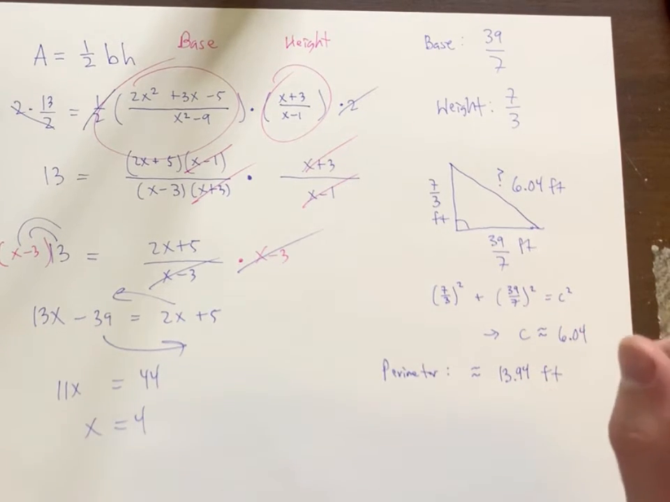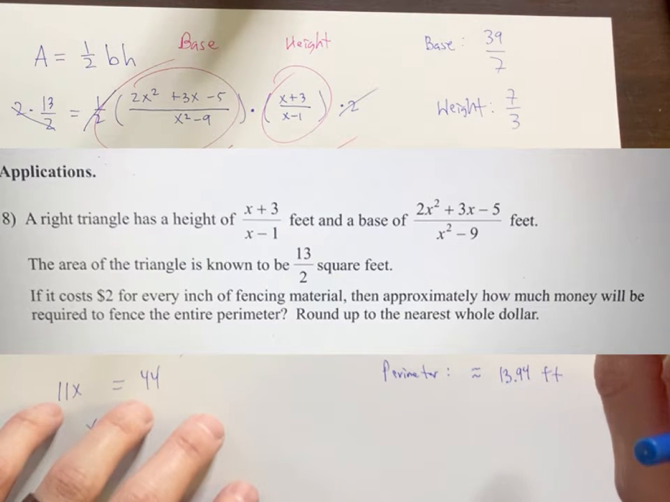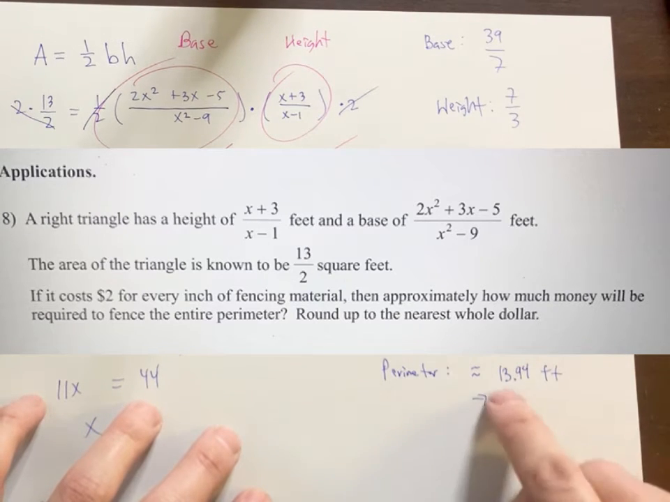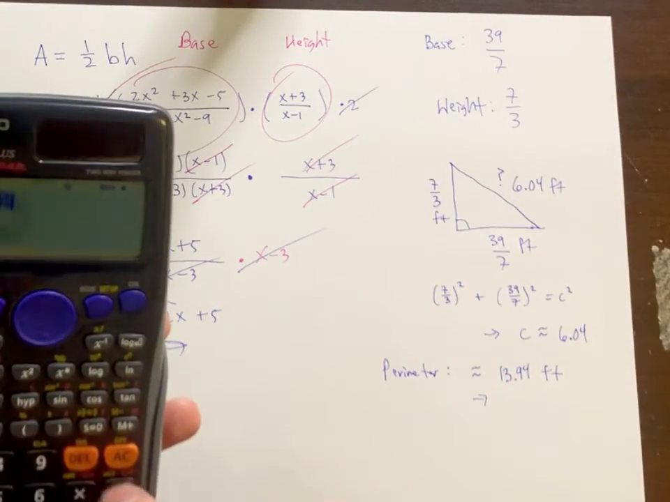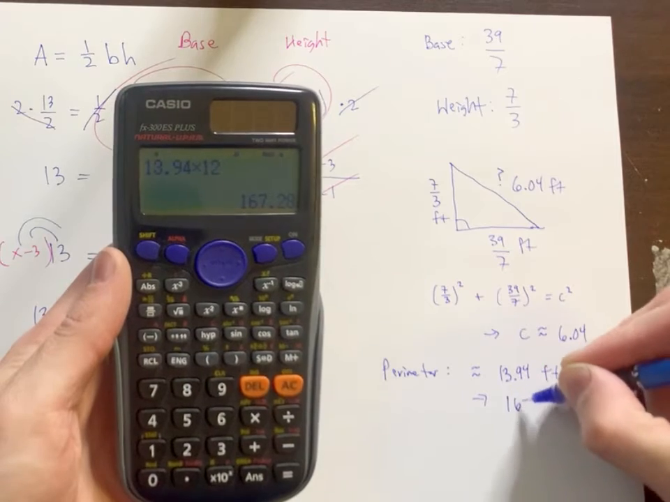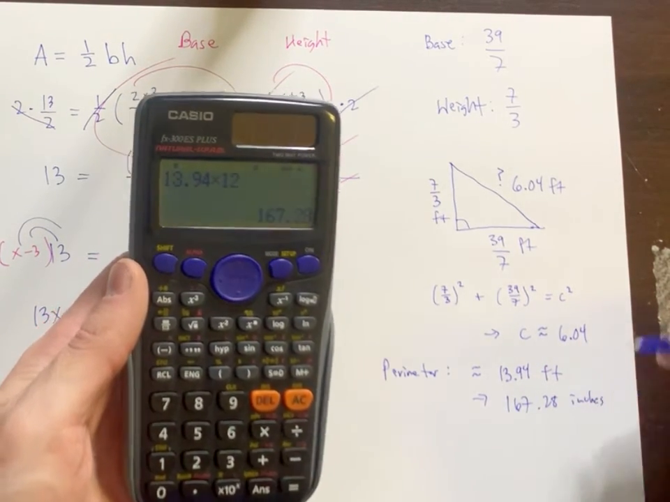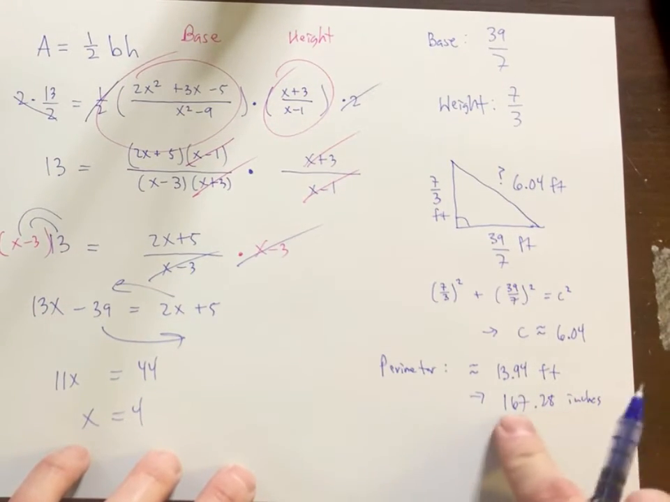But the goal had to do something with money, and it said something like it costs $2 for every inch. The key word is inch. So what you're gonna have to do is turn this feet into inches. So let's take 13.94 and let's multiply that by 12, and we get about 167.28 inches. So that was probably the sneaky part where you actually have to convert from feet to inches. So the perimeter has this many inches.